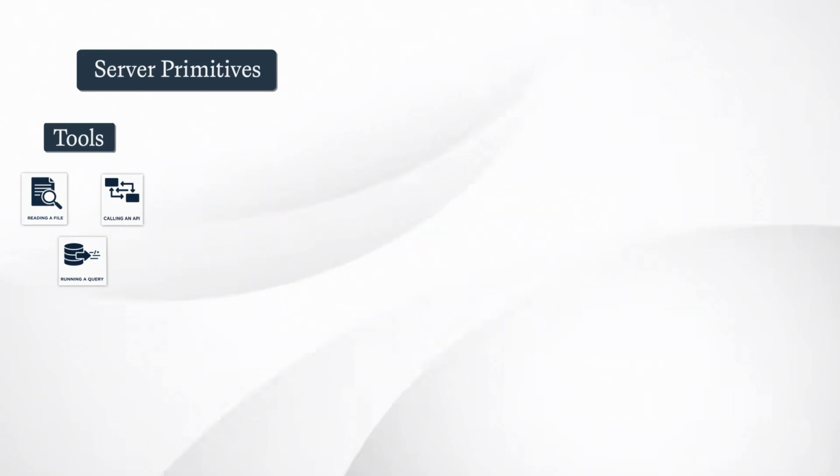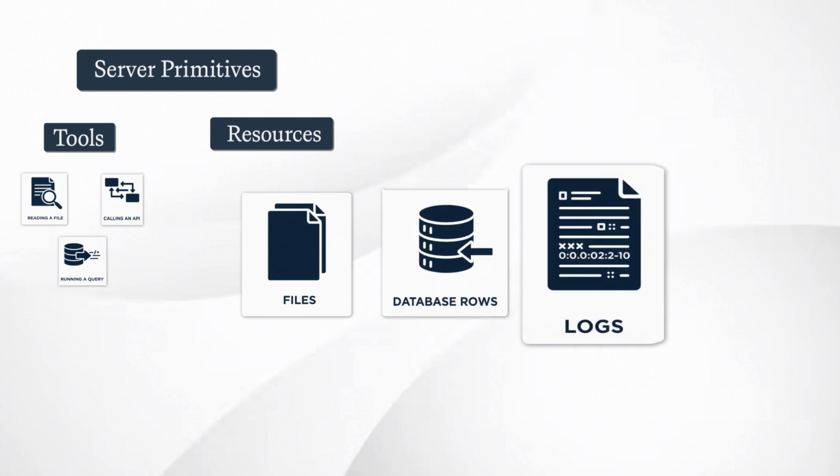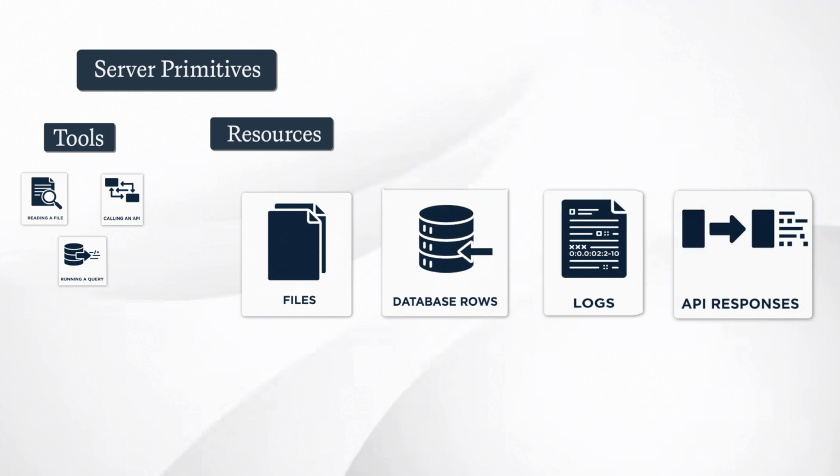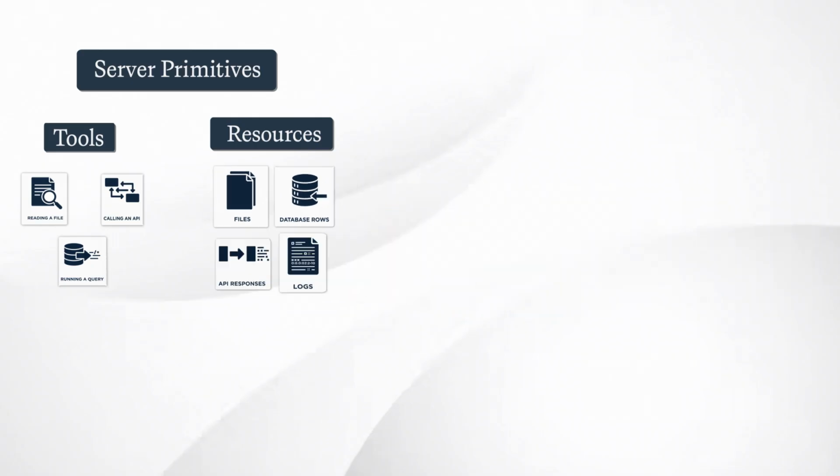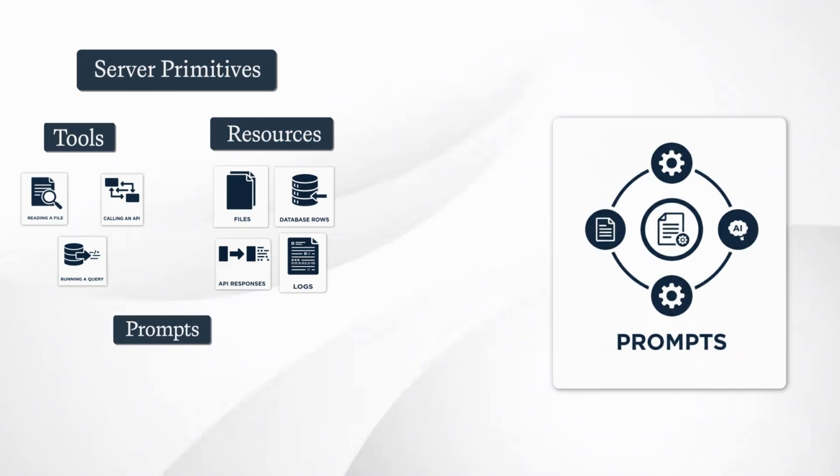Next, the server can offer resources. These are pieces of information the AI can look at. Files, database rows, logs, API responses, anything the server can provide as context. So if the AI needs information, it pulls a resource. And then the server can offer prompts. These are reusable templates, little guides that help structure how the AI responds or behaves, like preset instructions or few short examples. They're basically the server saying, here's the format that works best for this task.